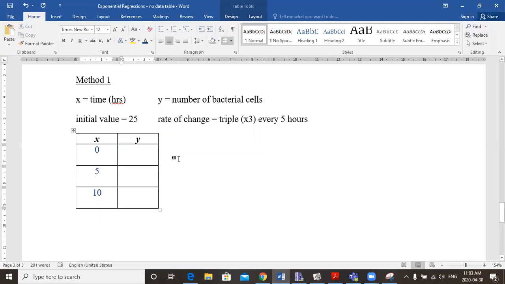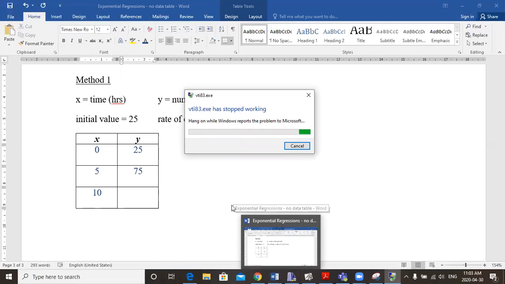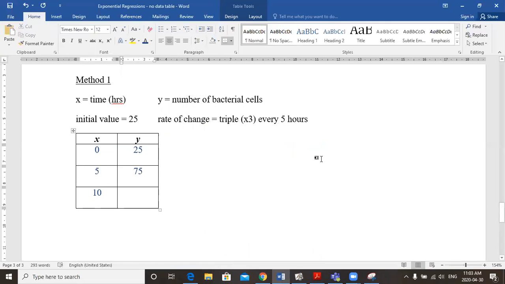Our y starts at 25. It's tripling, so 25 times 3 is 75. And if we can't do our mental math, oh, the calculator is broken. So then we would just triple. So that would be 225. So we triple the y, we add 5 to the x. So we have our 3 points.